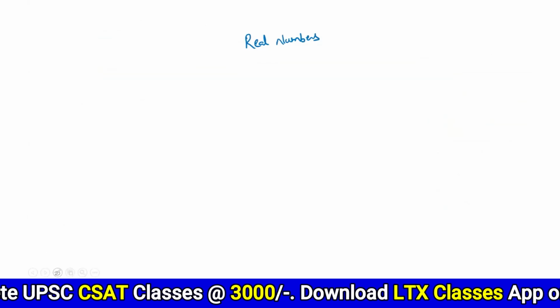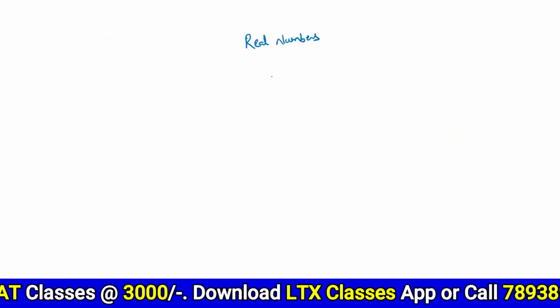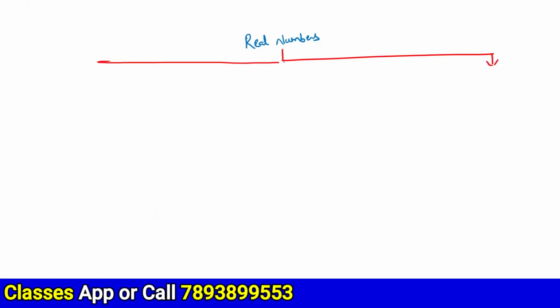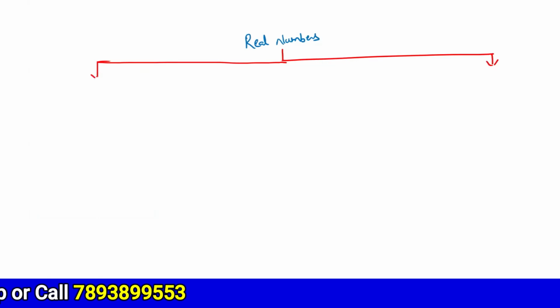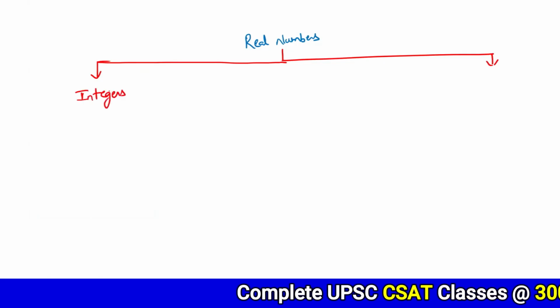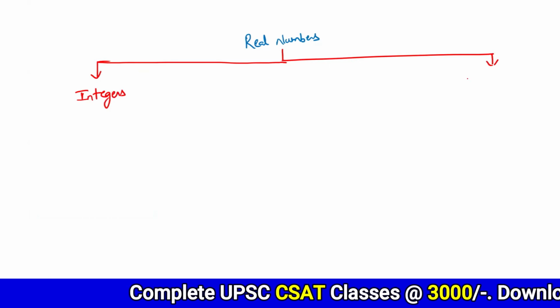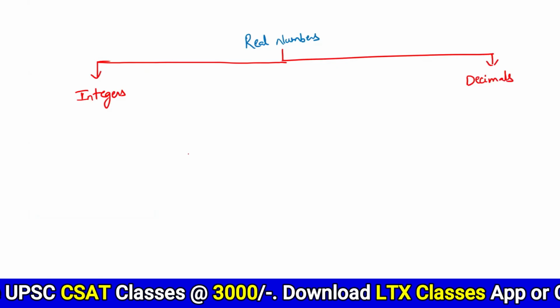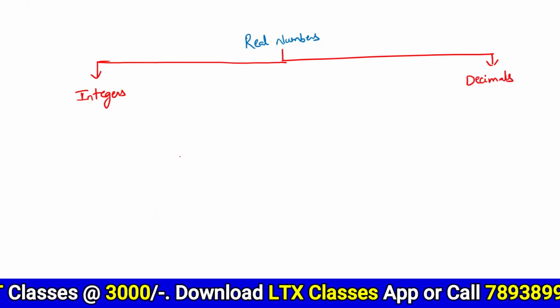Now coming to the further classification for real numbers. Rational and irrational? Not directly rational and irrational. Let us understand it like this: it is integers and decimals. After this classification, we will understand the terms rational and irrational.